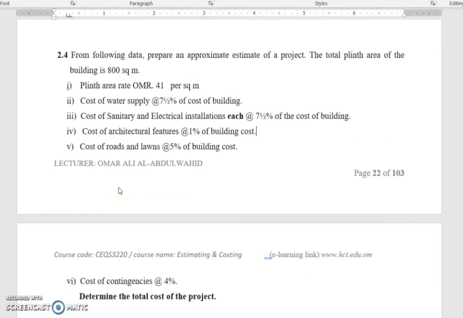So here it's just a simple question, and it's given that it's an 800 square meter building. So the plinth area, I want to know the structure.